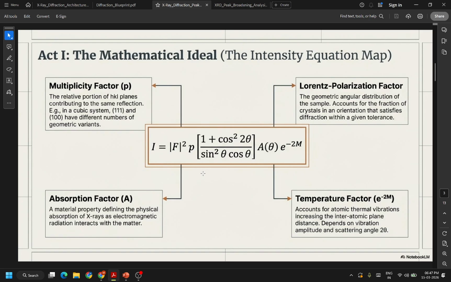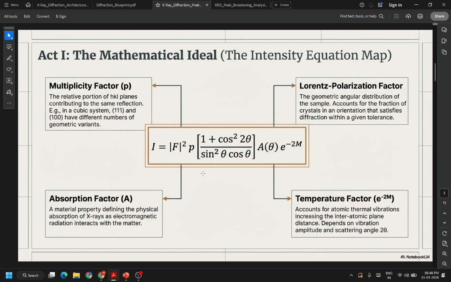The central term in the formula is your Lorentz polarization factor. So it gives the geometrical angular distribution of the sample. It accounts for the fraction of crystals in the orientation that satisfy diffraction within a given tolerance. So at an angle, a particular number of atoms will be present which will satisfy the condition. That is given by this Lorentz polarization factor.